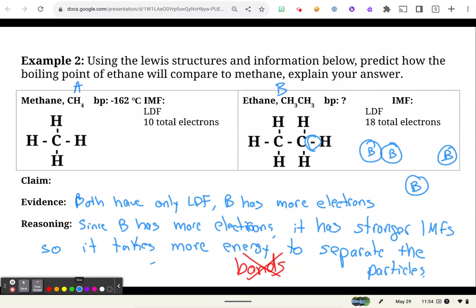Okay, so then my claim: since B has stronger intermolecular forces, that means that B has a higher boiling point. All right, and there you go.